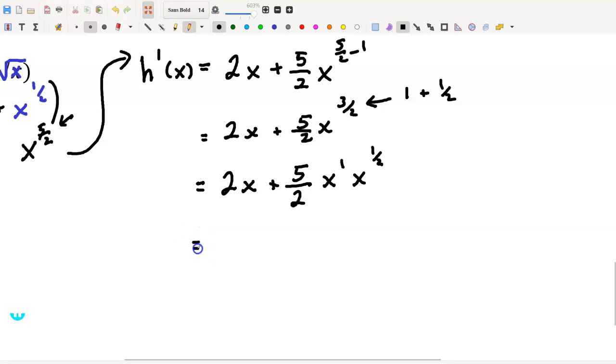So this way we get the most simplified answer possible. So we'll just get x to the 1, which is just x, and then x to the 1/2, which is just square root of x. So if we didn't do this, we would have had the square root of x to the 3rd, but that's just not fully simplified.